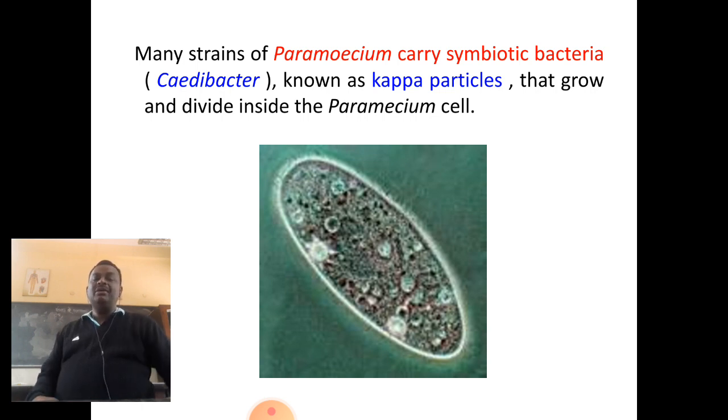When symbiosis happens between bacteria and Paramecium, you find those bacteria inside the cytoplasm of the Paramecium appearing as particulate structures. These particulate structures are called Kappa particles because they stay darker. These Kappa particles are nothing but the symbiotic bacteria called Sedibacter with that of the Paramecium aurelia. These Kappa particles will divide and multiply inside the Paramecium cell.